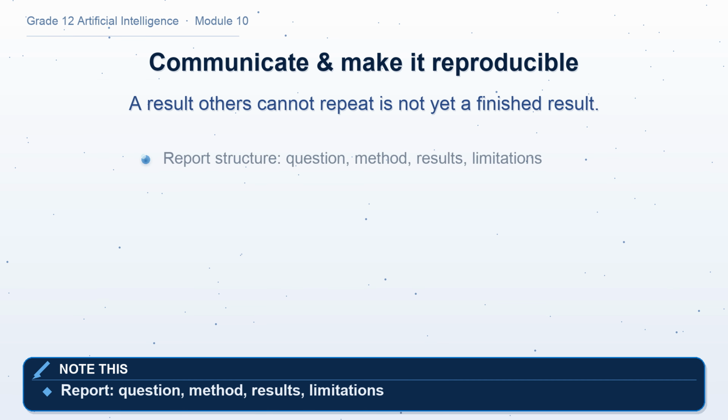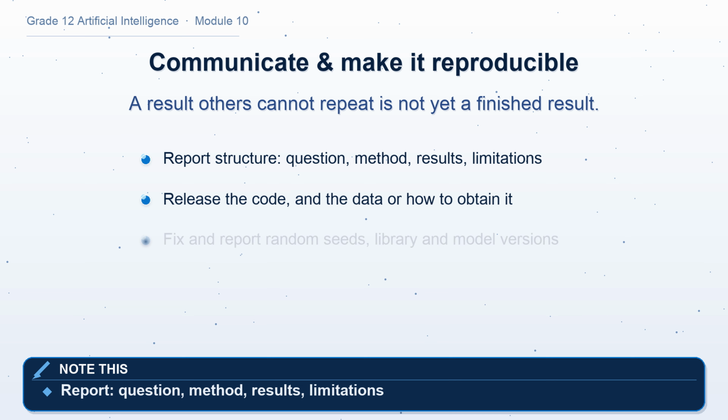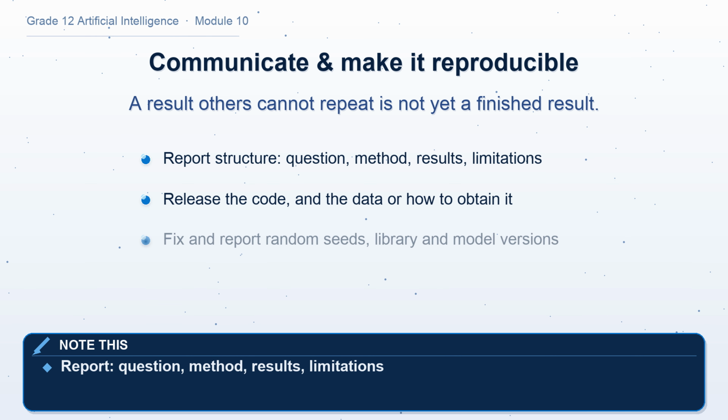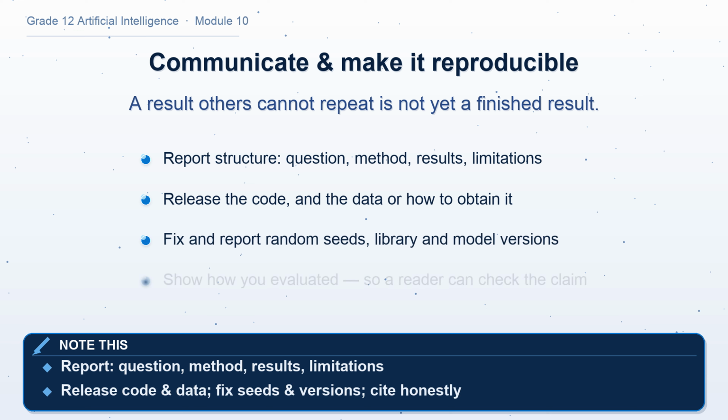Release your code and the data or clear instructions for obtaining it. Fix and report your random seeds and the versions of the libraries and models you used, so the same run gives the same numbers. Show exactly how you evaluated so a reader can check the claim for themselves.